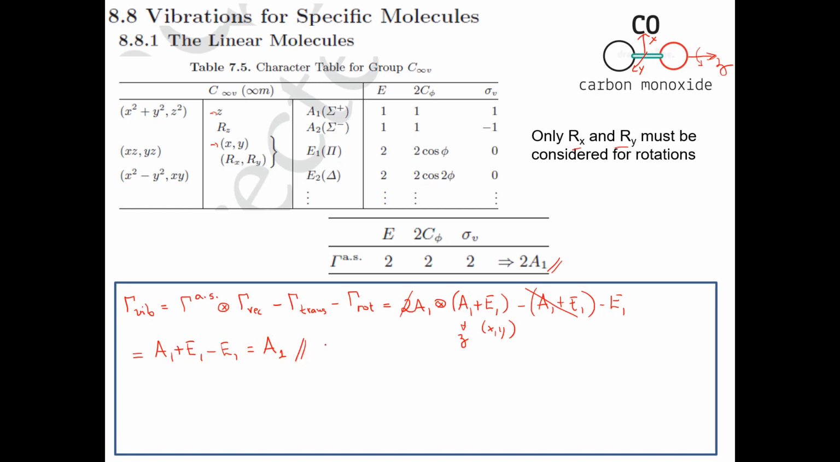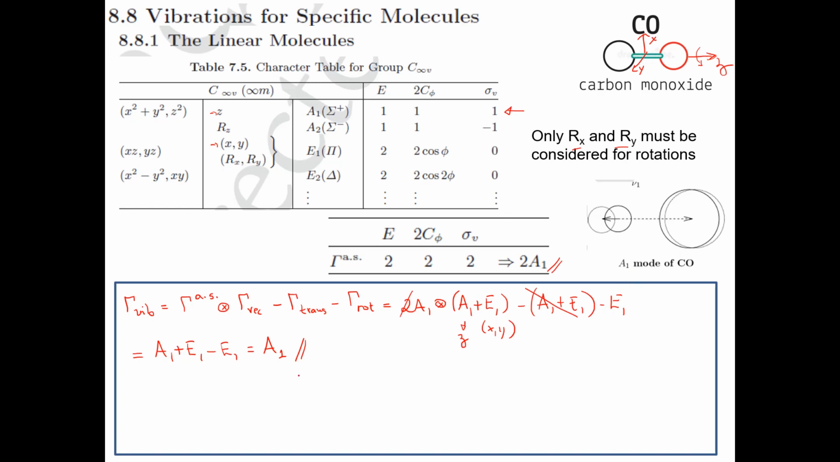So this means that for the carbon monoxide molecule, we have only one vibrational mode, and this vibrational mode transforms like the identity representation A1. So it's not hard to figure out that the only possibility is like that. This is the A1 mode of CO. The only way you can make this molecule vibrate is by bond stretching the bond between carbon and oxygen, and it vibrates like that. Okay, that's the only possibility. So it's sort of a trivial example.